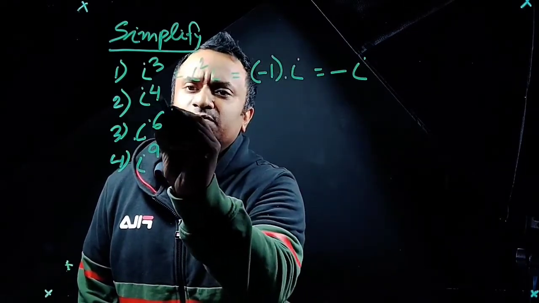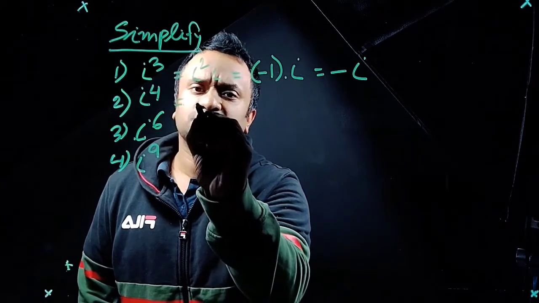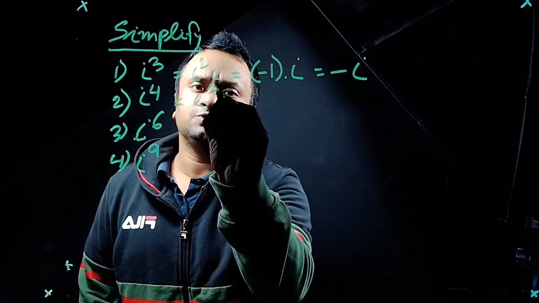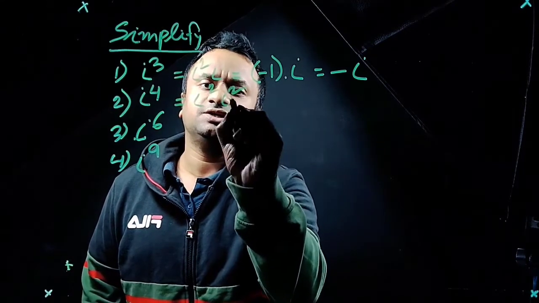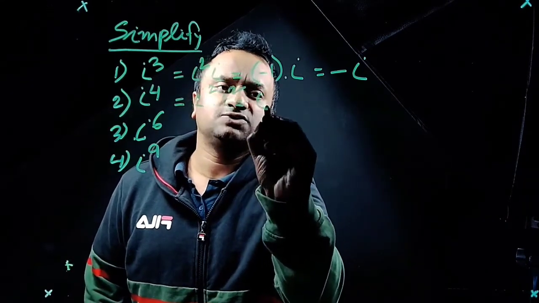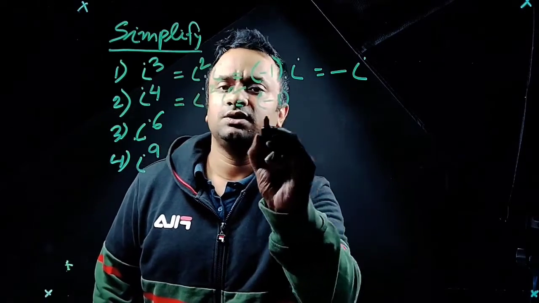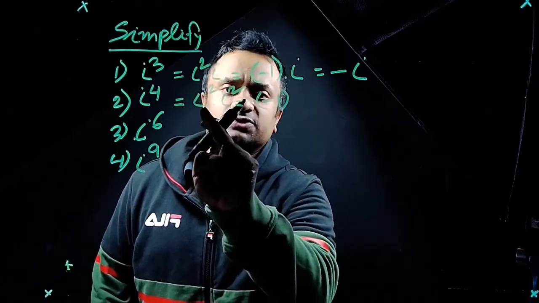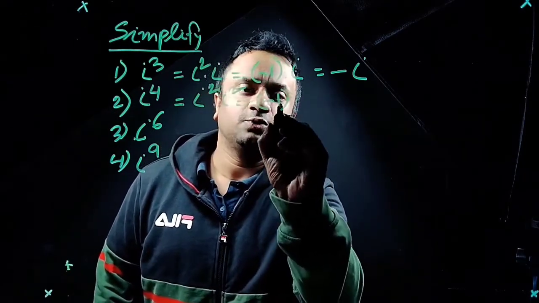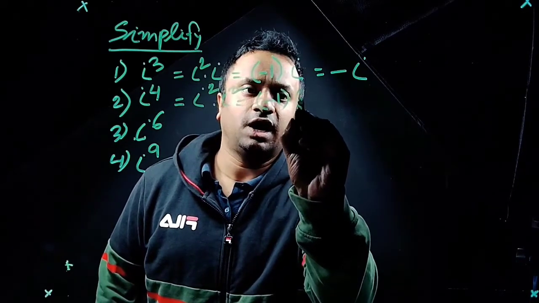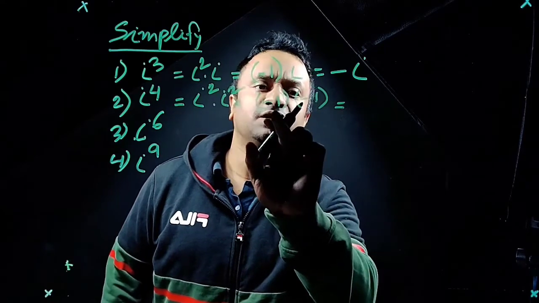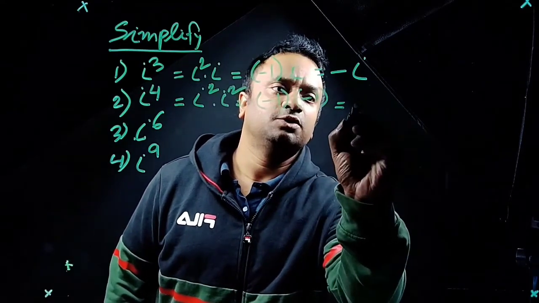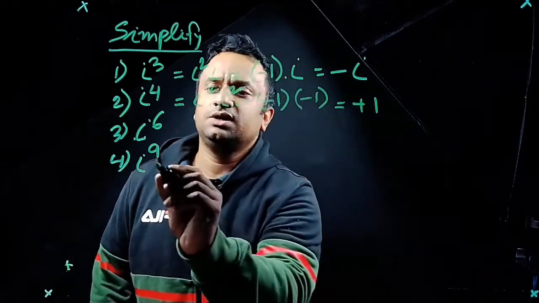Now the second problem, this is i to the power 4. So I can split it in terms of i squared multiplied by i squared. Now we know that i squared equals minus 1. So we have got two i squares here. So I write minus 1 and another minus 1. And when we multiply minus 1 by minus 1, we get plus 1.